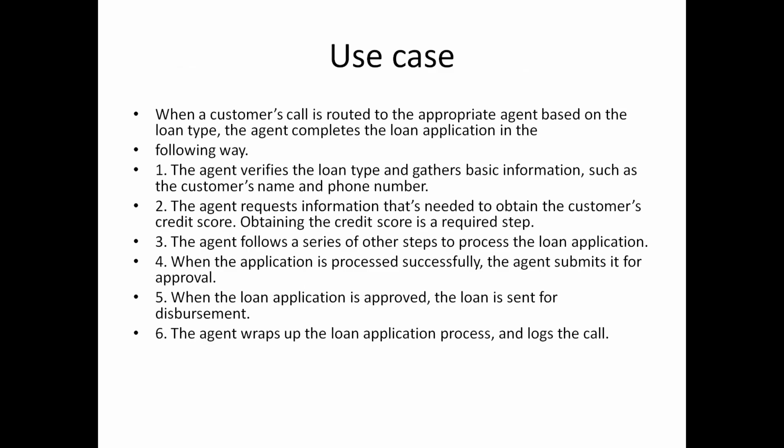Here is a use case: when a customer call is routed to the appropriate agent based on the loan type. The agent verifies the loan type, gathers basic information, requests information, then follows a series of steps to process the loan application. Now the question will come up: why do I have to do this when I already have a UI?